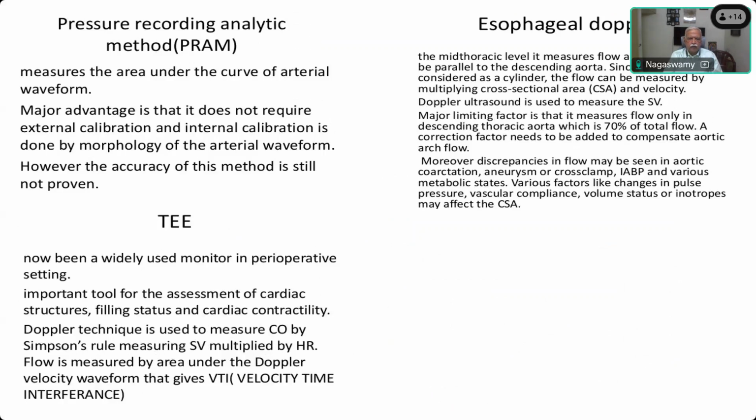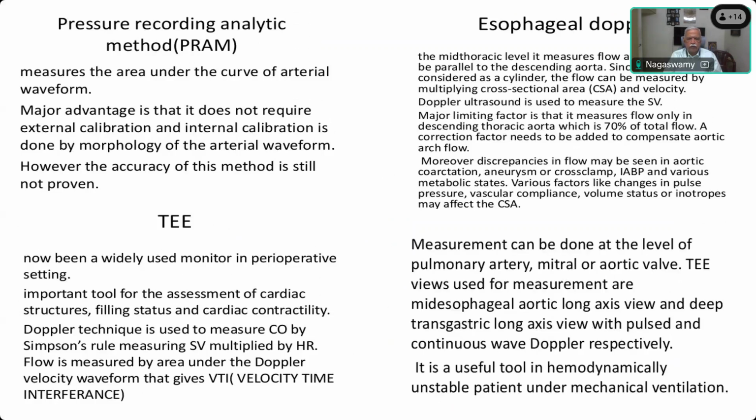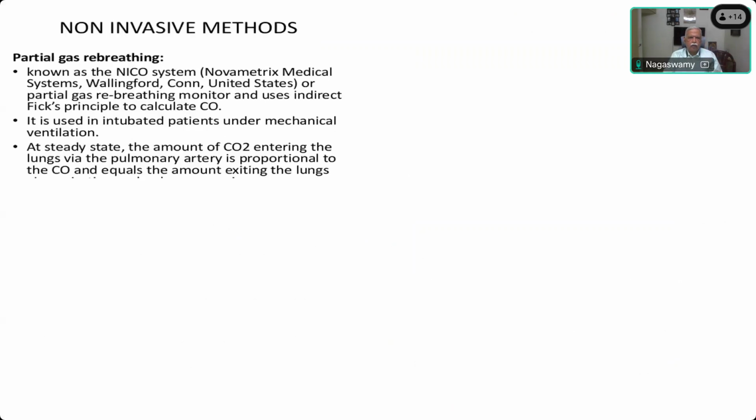Now, transesophageal echocardiography: the same probe which can be used for Doppler can be used for this also. All of you know, we have discussed that in an earlier class. It can be kept at various levels, pulmonary artery level, mitral or aortic valve, and you can measure the esophageal aortic long axis view or deep gastric view, and then use that for measuring the cardiac output.